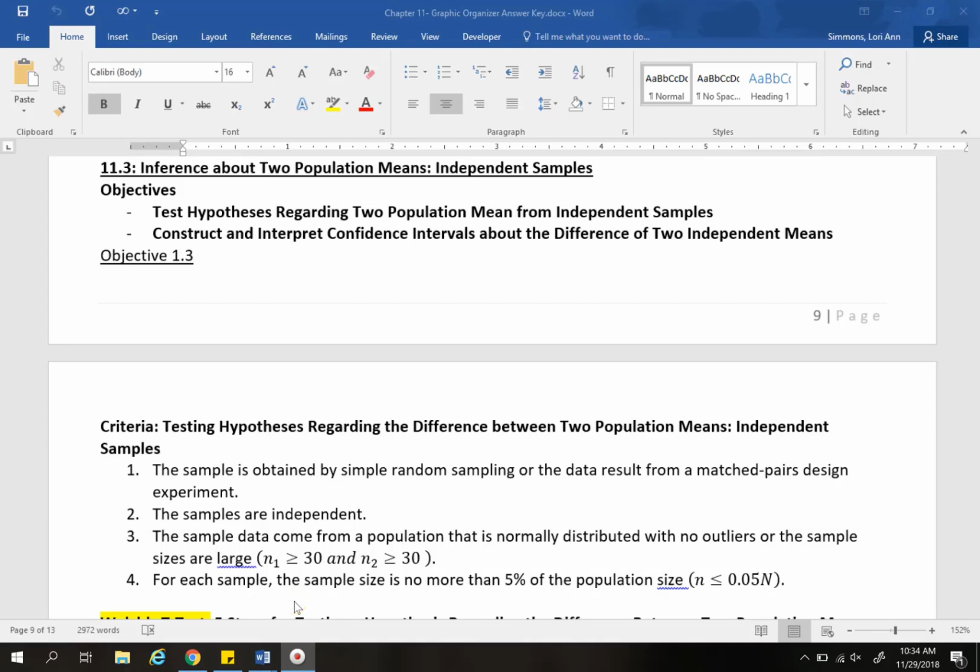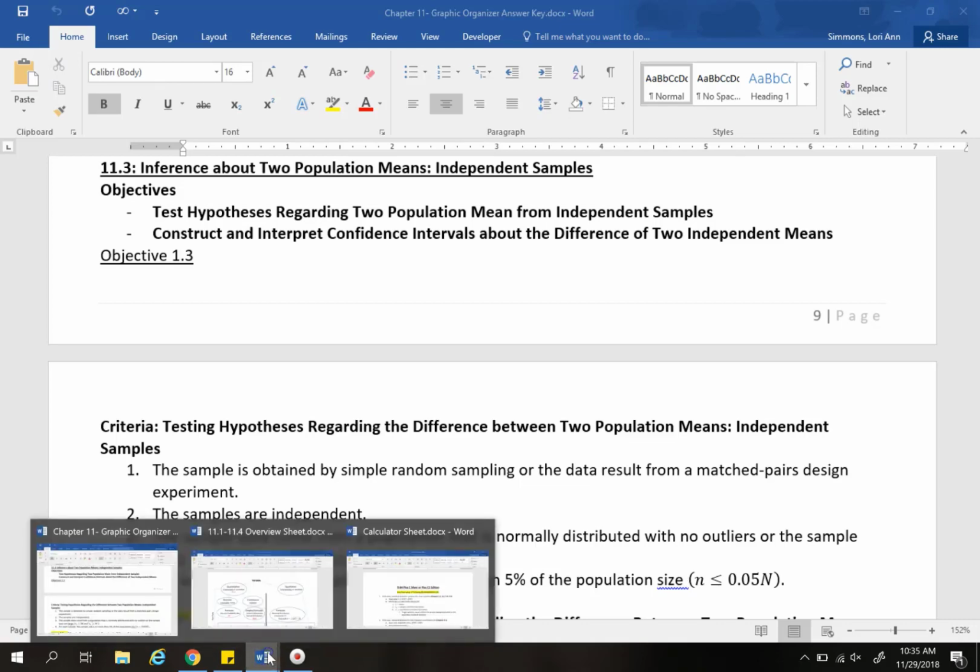Lesson 11.3, Inference about two population means that are independent samples. The objectives for this lesson are to test hypotheses regarding two population means from independent samples, and construct and interpret confidence intervals about the difference of two independent means.